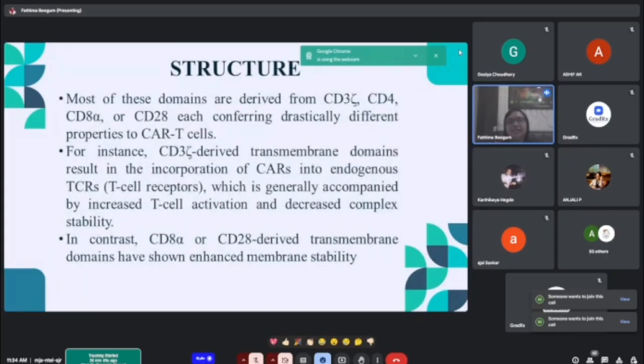Coming to the structure, as I told you, CD3 zeta, CD4, CD8 alpha derived and CD28 derived domains will be there. Each one has its own specific properties. If you are taking CD8 alpha or CD28 derived transmembrane domains, the peculiarity is that they have more membrane stability when compared to CD3 zeta derived transmembrane domains.